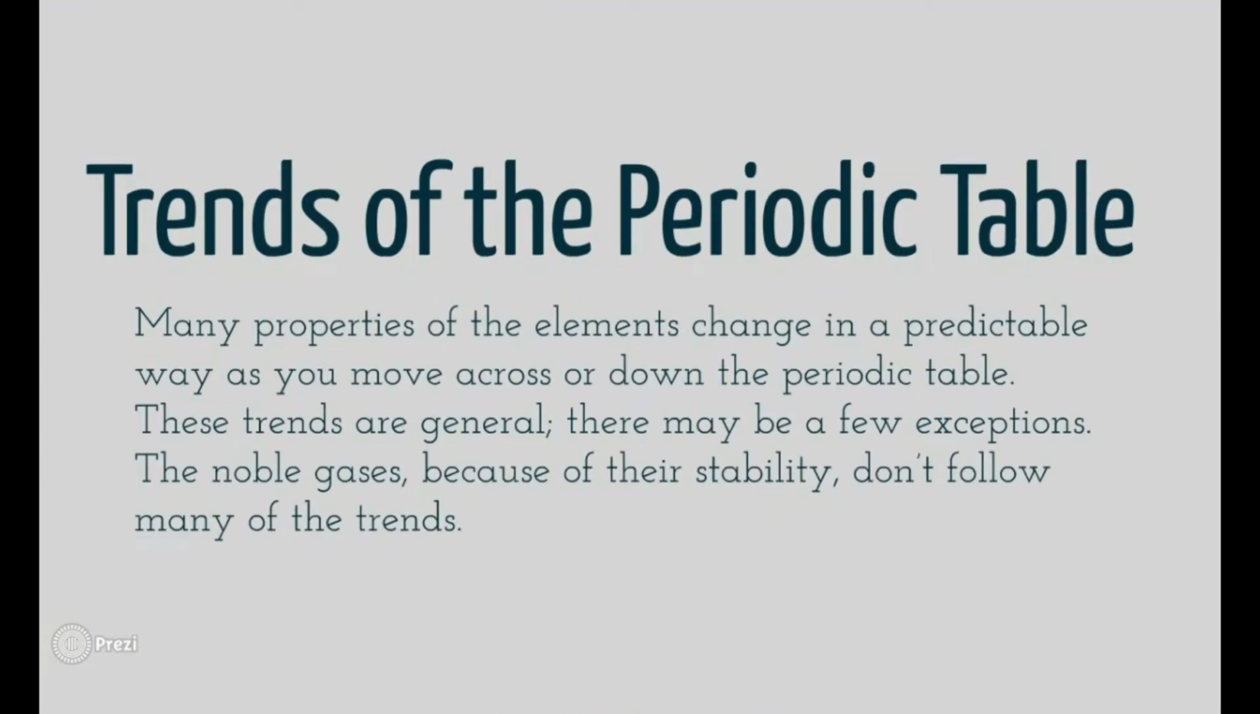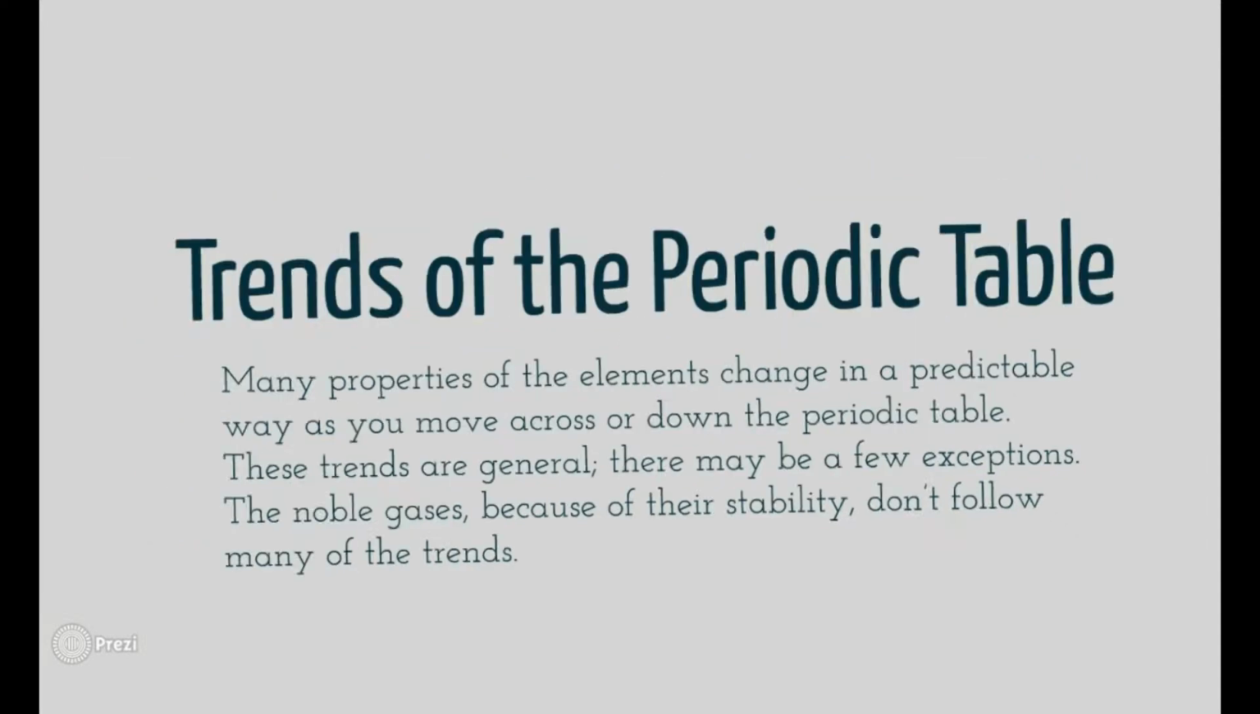Okay, so trends of the periodic table. Many properties of the elements change in a predictable way as you move across or up and down the periodic table. These trends are general. There are a few exceptions because of, well, stability and things like that. And noble gases, since they're stable, they don't fit some of these trends. So you're going to hear me tell you to exclude them because they don't fit the trend. They're not very reactive. They'll fit one, but some of the others are not going to fit.